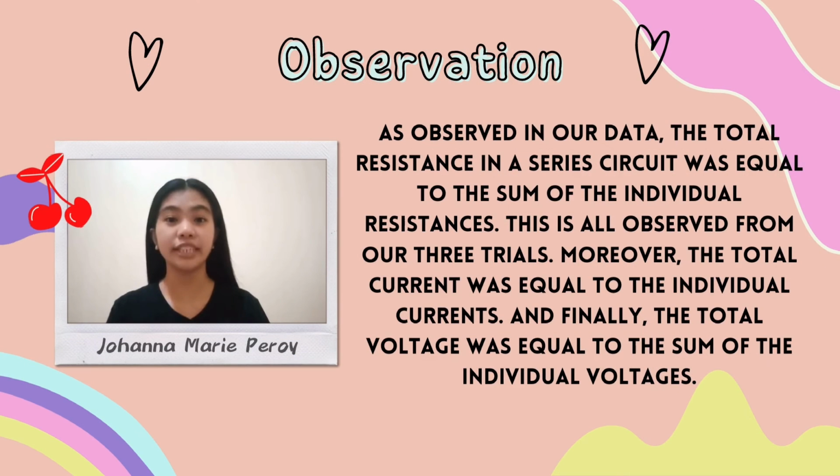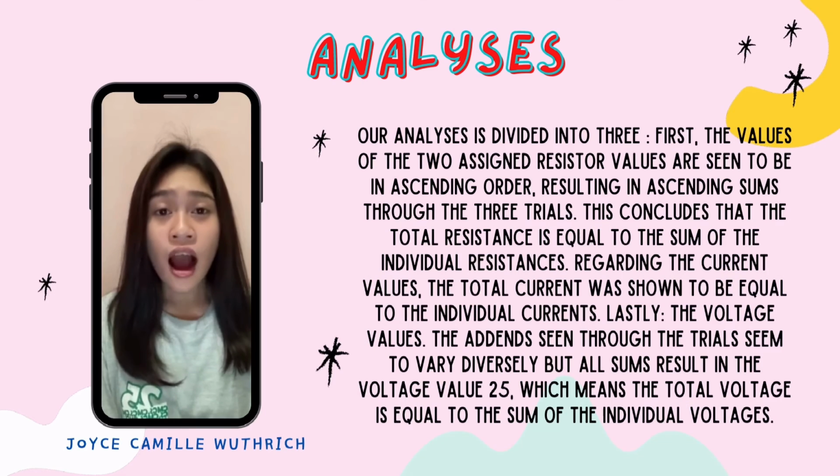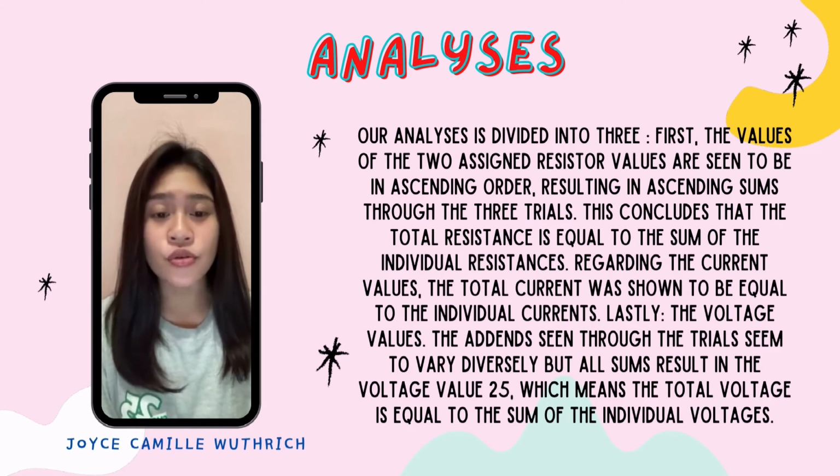As observed in our data, the total resistance in a series circuit was equal to the sum of the individual resistances. This is all observed from our 3 trials. Moreover, the total current was equal to the individual currents. And finally, the total voltage was equal to the sum of the individual voltages. Our analysis is divided into 3.